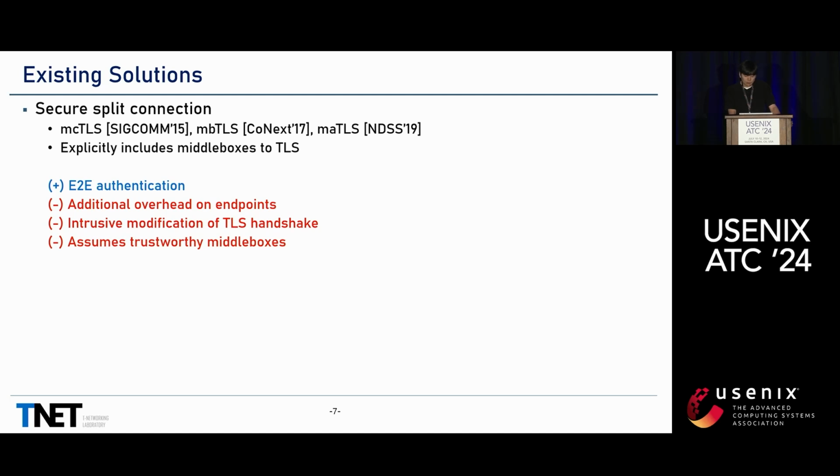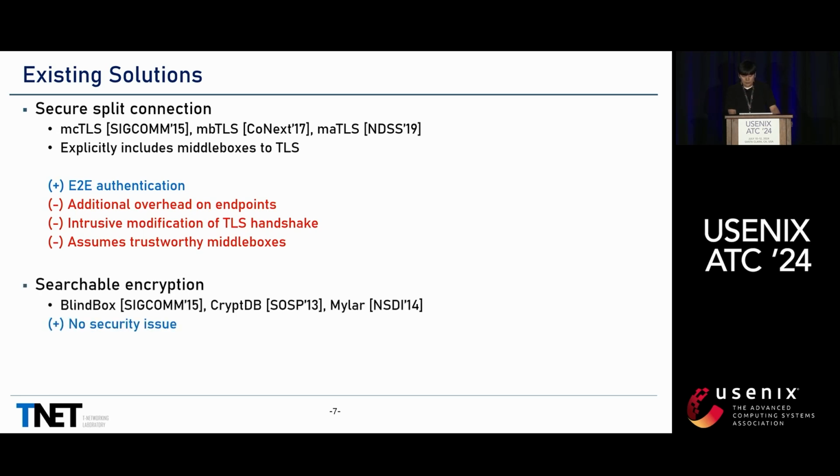Moreover, because the previous works assume that the middleboxes are trustworthy, the endpoints cannot detect illegal content modification by the compromised middlebox. On the other side, some recent works suggest searchable encryption for network security monitoring. Searchable encryption is a technique that allows pattern matching on ciphertext rather than on plain text. When using searchable encryption, the middlebox does not need to decrypt the ciphertext, so there's no security issue like the man in the middle. However, such an approach mandates specific crypto algorithms, which makes them hard to deploy.